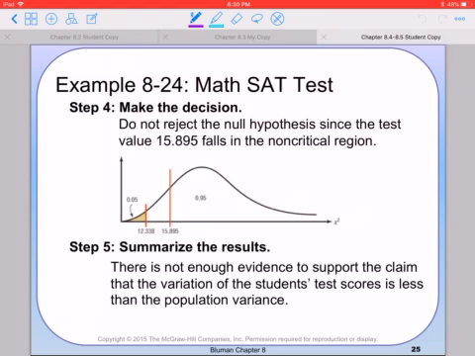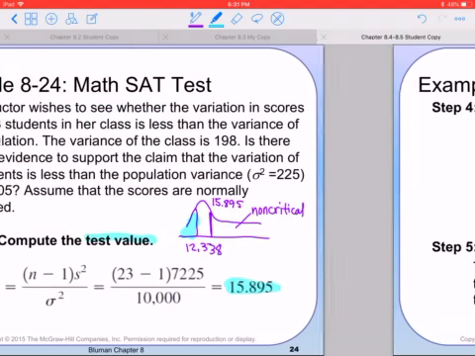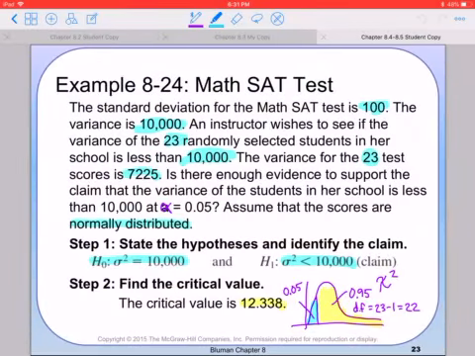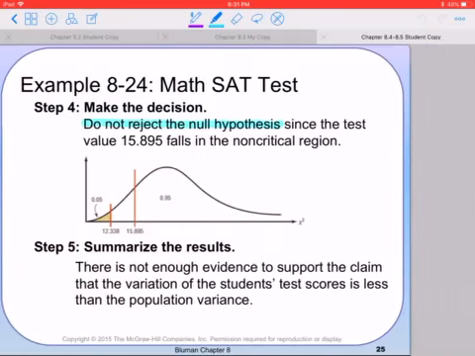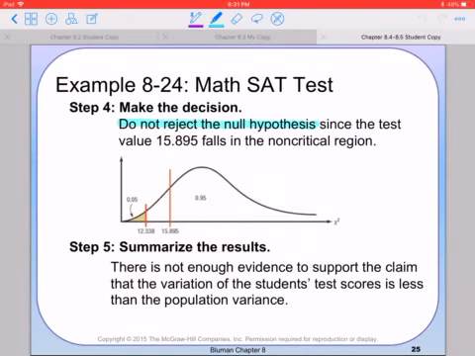So that's what this picture is showing you. We're going to accept the null hypothesis, aka do not reject the null hypothesis, and then let's just really verify about the claim. So remember, the claim was the alternate hypothesis. So there's not enough evidence. Not enough evidence to support the claim.